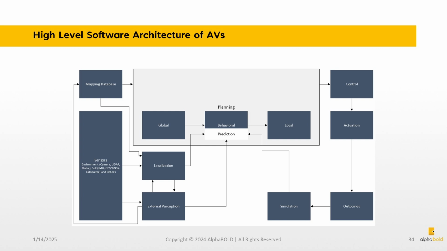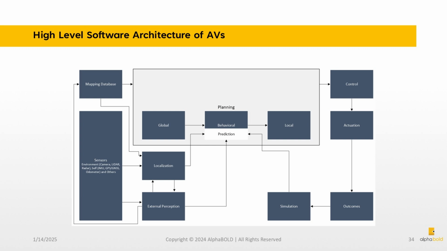4. Planning. Global. High-level route planning based on the destination and traffic conditions. Behavioral prediction. Predicts the behavior of other vehicles and pedestrians in the environment. Local. Low-level planning for immediate maneuvers like lane changes and turns. 5. Control. Generates commands for the vehicle's actuators, e.g., steering, brakes, throttle, to execute the planned maneuvers. 6. Actuation. Carries out the control commands to move the vehicle as planned.